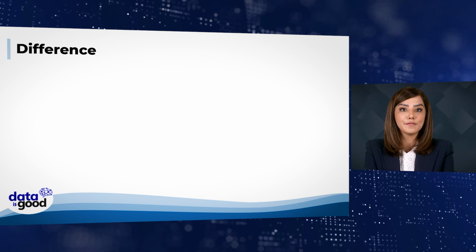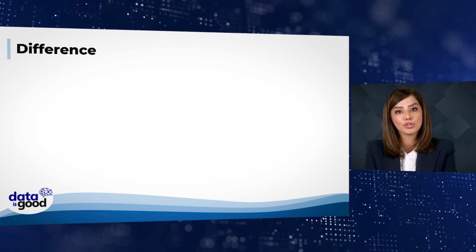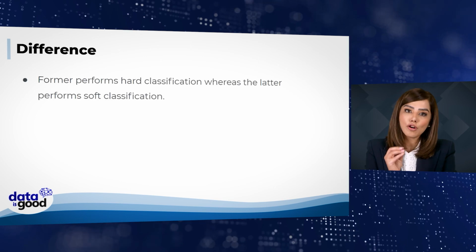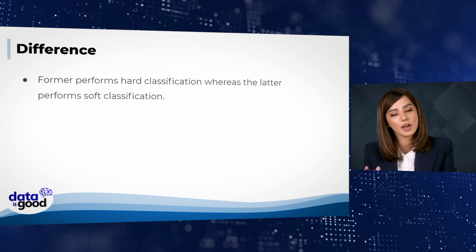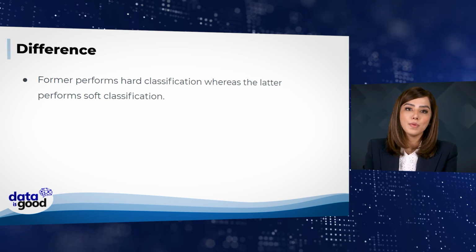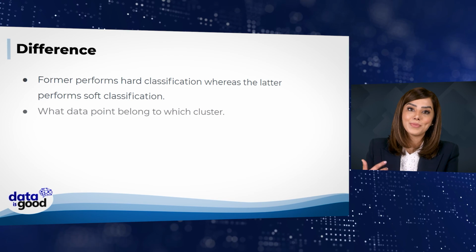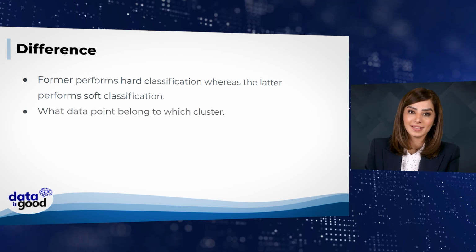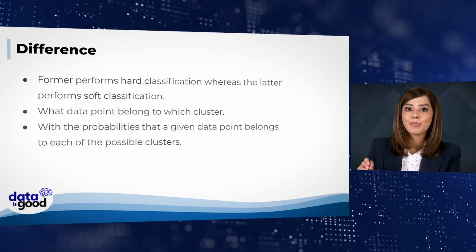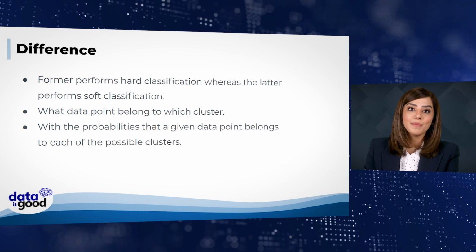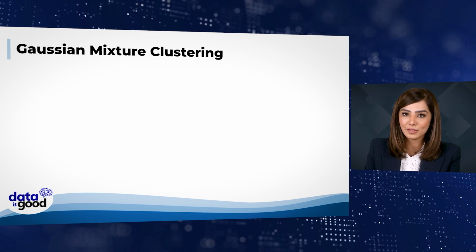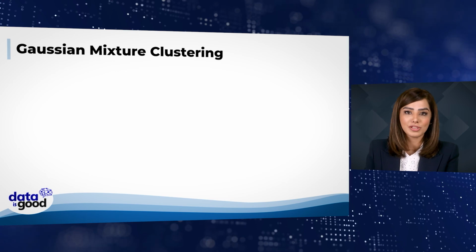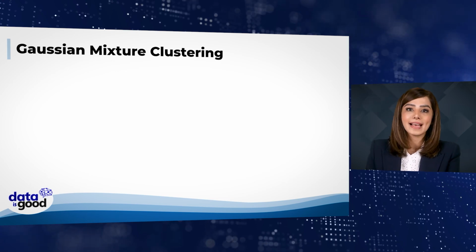The second key difference between k-means and Gaussian mixture model is that the former performs hard classification, whereas the latter performs soft classification. In other words, k-means tells us what data point belongs to which cluster, but it won't provide us with the probabilities that a given data point belongs to each of the possible clusters. So now we'll implement the Gaussian mixture clustering algorithm. And for that purpose, we're going to build a Gaussian mixture model with Python and scikit-learn.